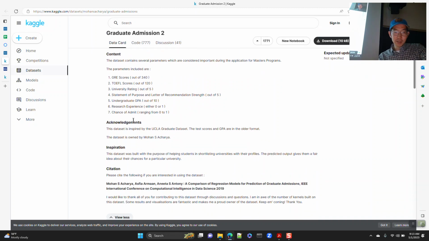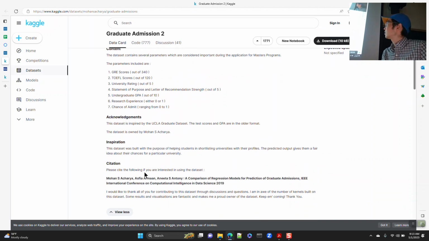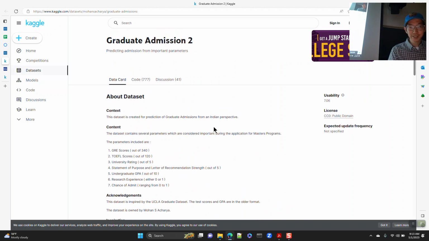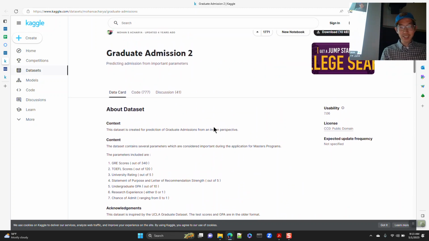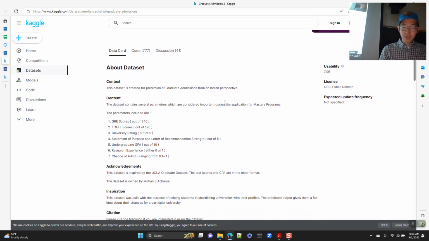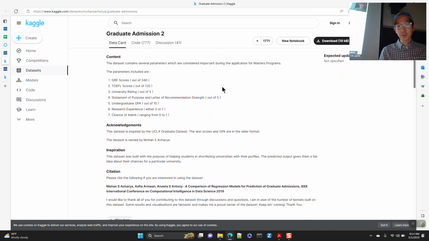you look at this and you go, okay, this is the graduate admissions data. It says this data set is created for prediction of graduate admission from an Indian perspective, and it contains several parameters which are considered important during the application for master's programs. You've got GRE score, TOEFL score, university rating, statement of purpose and letter of recommendation strength out of 5, undergraduate GPA out of 10, research experience either a 0 or a 1, and chance of admit ranging from 0 to 1.